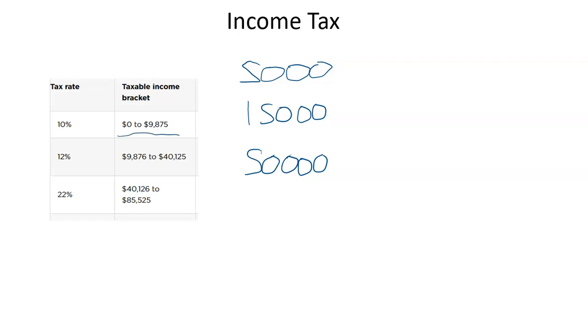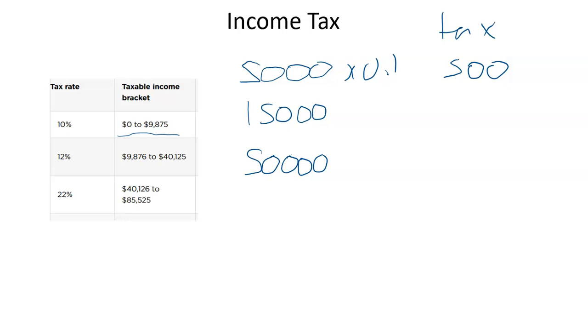Okay, you've earned just over the middle of this bracket, so you pay 10% tax. So the amount of tax you pay is simply 10% of that, which is nice and easy, it's 500. You just times that by 0.1 and you get the tax.